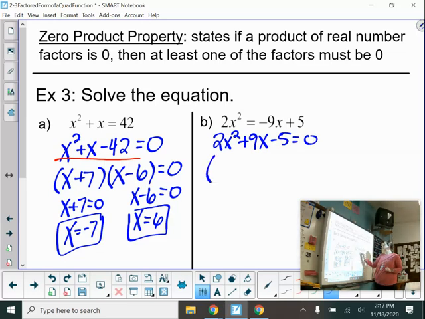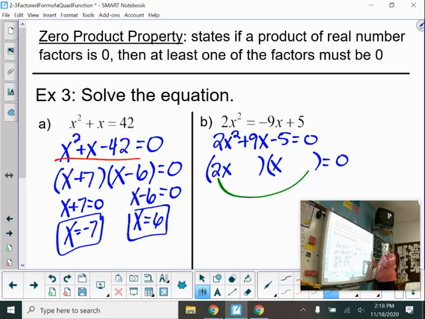So my first term is a 2x squared, so I'm going to have a 2x and an x. Again, I'm going to be thinking about whatever term is in this last spot is going to be multiplied by the 2. Factors of 5, I'm either using -1 and +5 or +1 and -5.